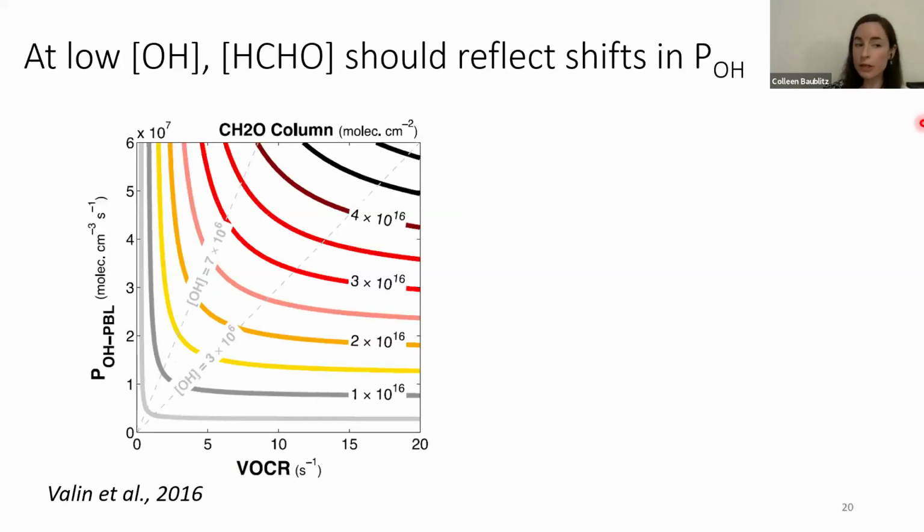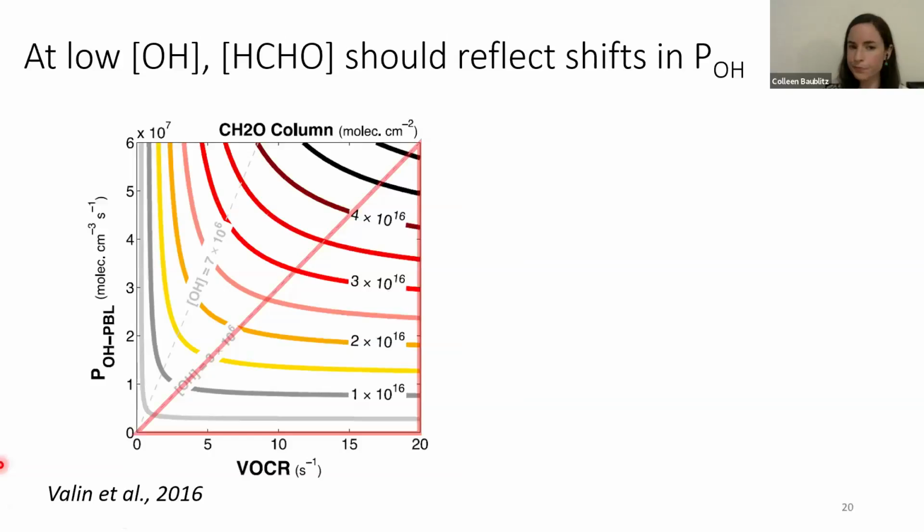Okay, and so this work was based on prior work that laid the foundation for the theory in this relationship. And so this paper essentially asserted that at low OH concentrations, formaldehyde concentrations should reflect shifts in OH production. And so that's being shown in this plot where formaldehyde columns are related to differences in OH production, which is on the y-axis, and VOC reactivity, which is on the x-axis. And so I want to call your attention in particular to this region of low OH concentration. And so we can see here that the formaldehyde columns are essentially sensitive to changes in OH production.